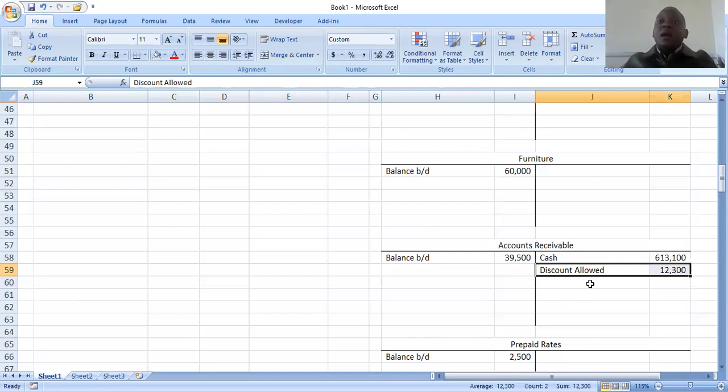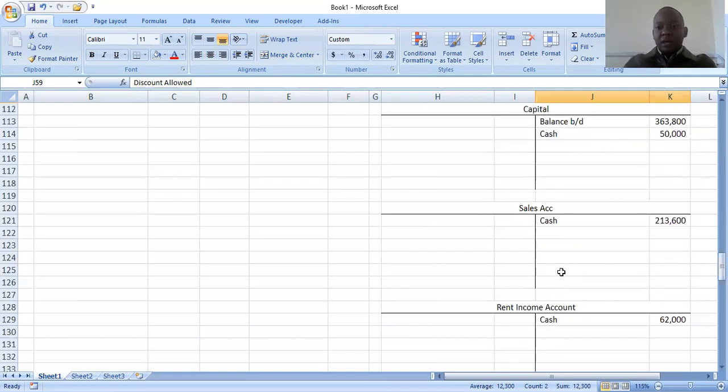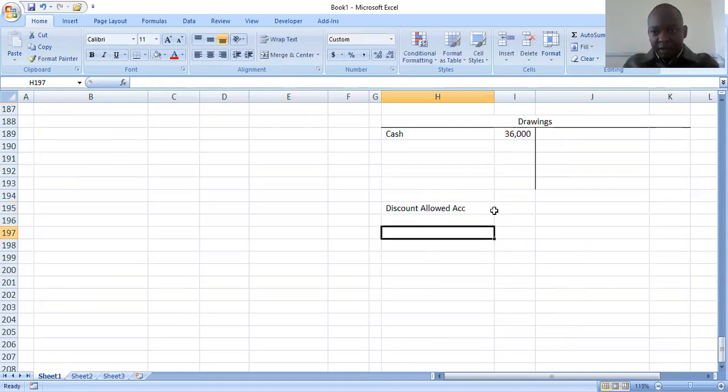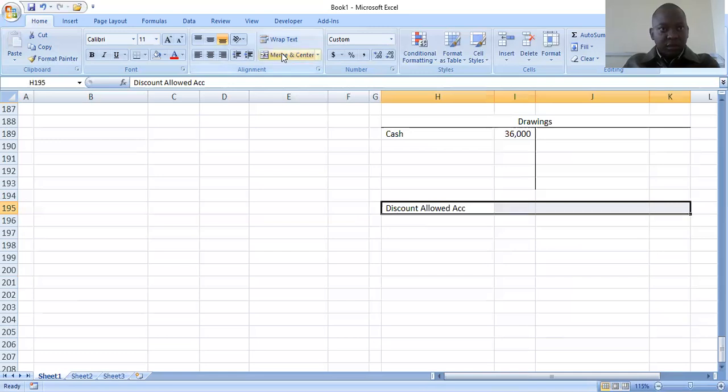This discount allowed is an expense. We are losing money to our customers. So you give me a discount of 100 shillings, and that is a loss to you. Being a loss, we treat it as an expense. Expenses, whenever they increase, you're supposed to debit. So we debit the discount allowed account. We open the discount allowed account and debit.